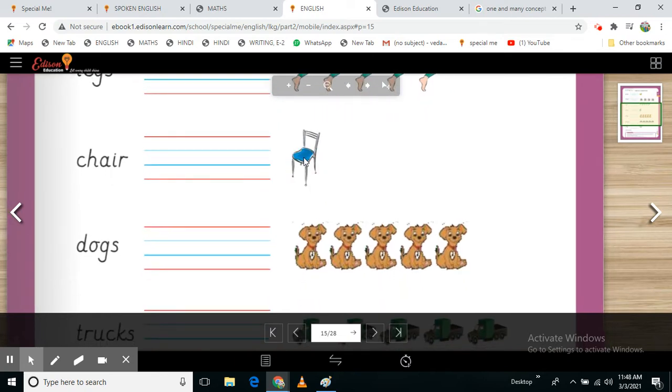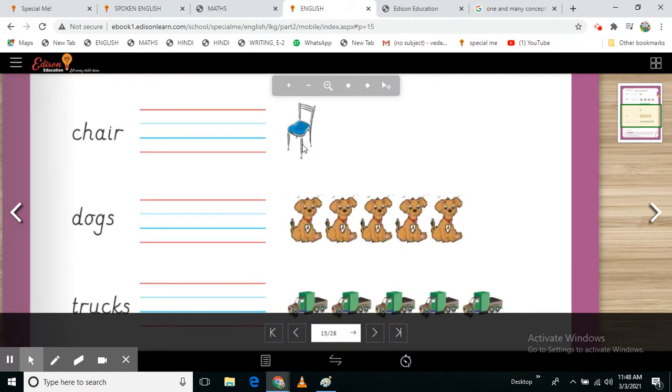Now see, is this one chair or many chairs? Yes, one chair. So you have to write over here O-N-E, one chair. Okay, right? Now see, is this one dog or many dogs? Yes, many dogs, isn't it, more than one dog. So you have to write over here M-A-N-Y, many dogs.